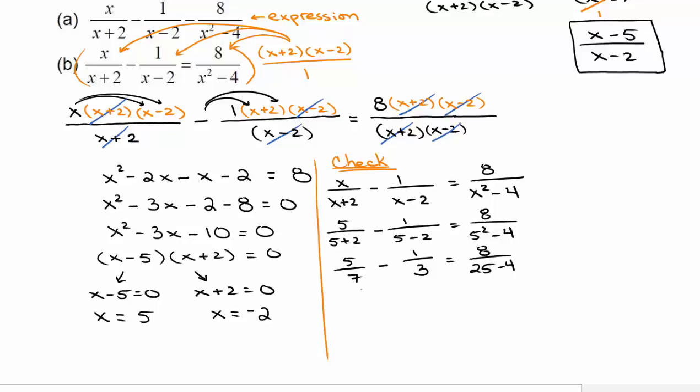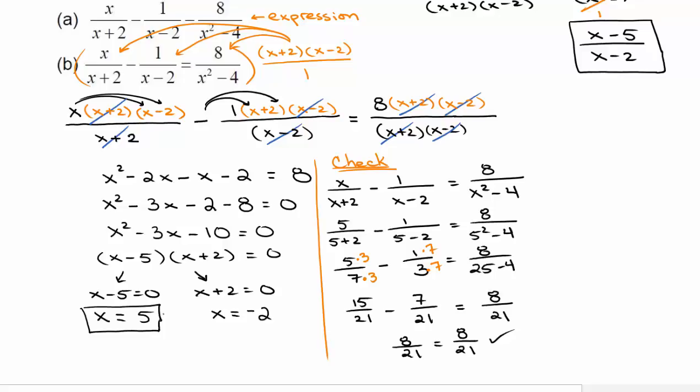I'm going to need a common denominator in order to combine these fractions. The LCD here is going to be 21. So we're going to go ahead and multiply by 3 to the numerator and denominator. I'm going to multiply this fraction by 7. So that's going to give me 15 over 21 minus 7 over 21 is equal to 8 over 21. And this comes out true. So this solution, x equal to 5, is good. I'm going to box that in so that I can show that it is a solution for this equation.